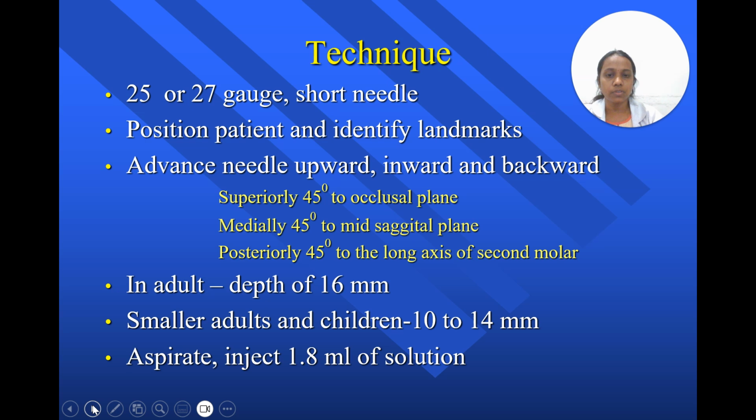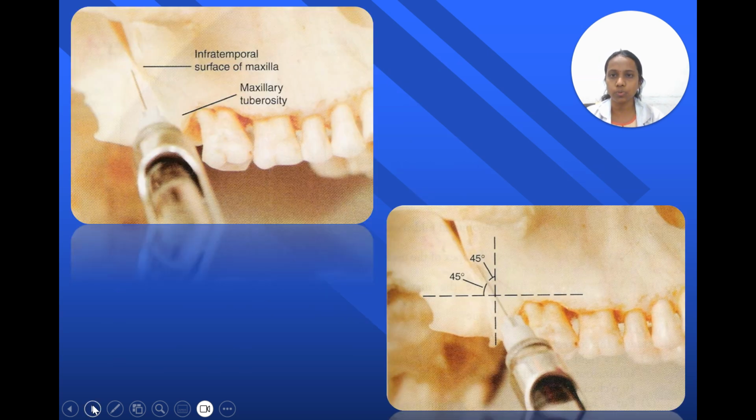In adults, the depth of insertion should be about 16 mm, and in smaller adults, patients with brachycephaly, or children, it has to be around 10 to 14 mm. Aspiration is a must. We have to aspirate twice to make sure we are not in a vessel, and slowly inject about 1.8 ml of solution. Maintaining this angulation is important because of the curvature of the infratemporal surface of the maxilla, which curves inward.